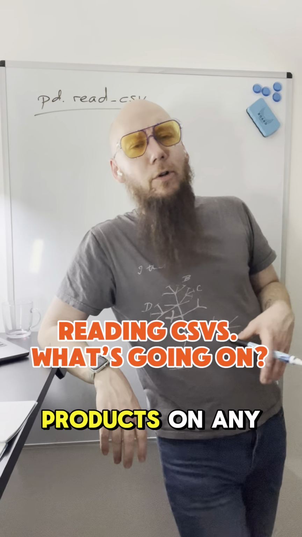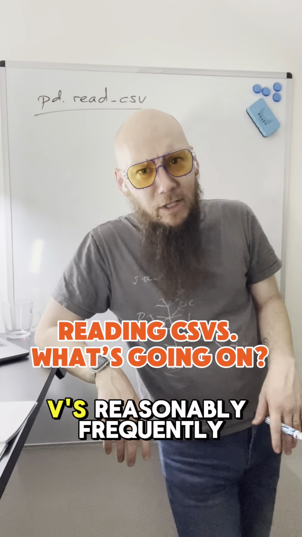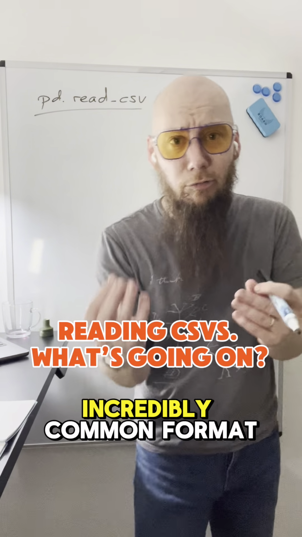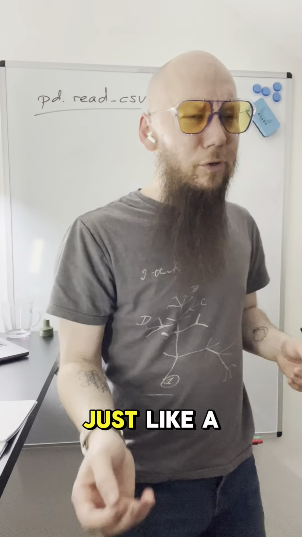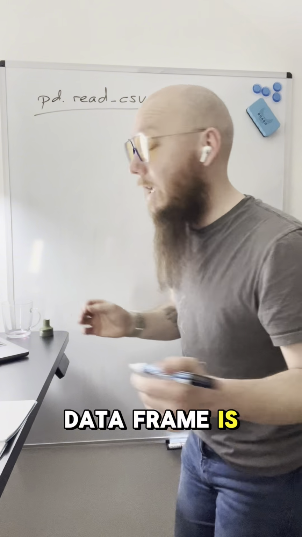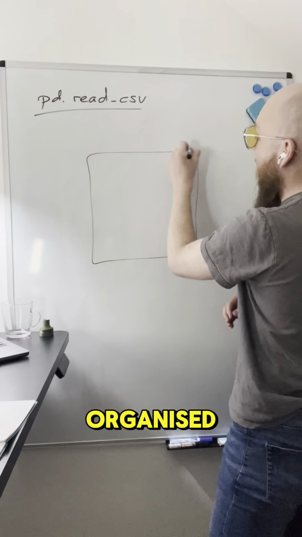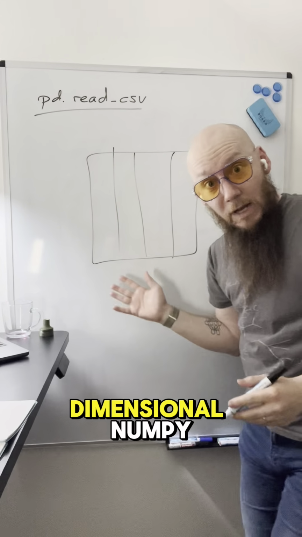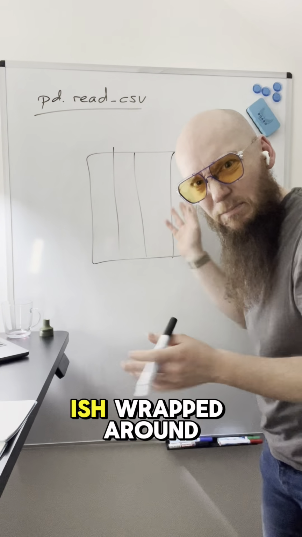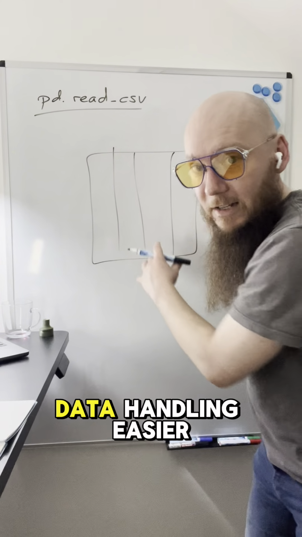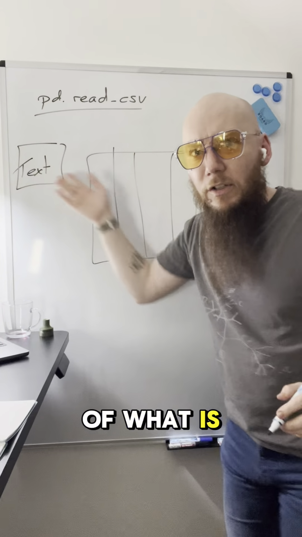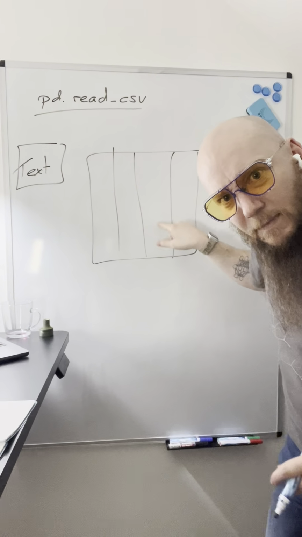So if you interact with data products on any level, you're going to be reading in CSVs reasonably frequently. We don't like to do it, but we're going to have to do it because CSV is an incredibly common format. But it's also just a whole bunch of text. And a Pandas data frame is a reasonably well-organized set of one-dimensional NumPy arrays that have like 400 convenience functions or so-ish wrapped around them to make data handling easier. So how do we get from this absolute chaos of what is effectively a text file into this thing?